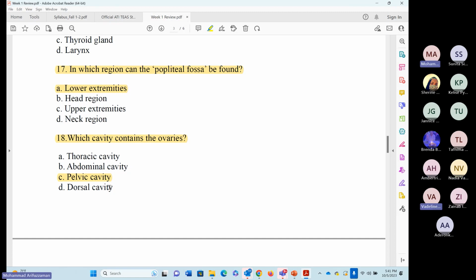And in the dorsal cavity, what are the organs in the dorsal cavity? Dorsal means back. There are two important organs: the brain and spinal cord. Yes, the dorsal cavity contains the brain and spinal cord.